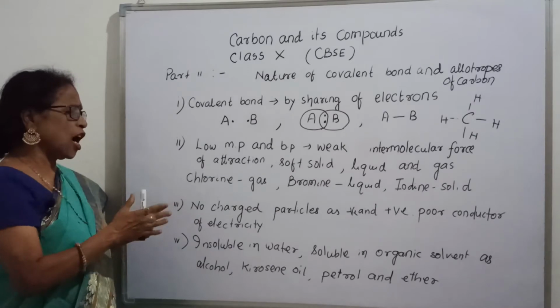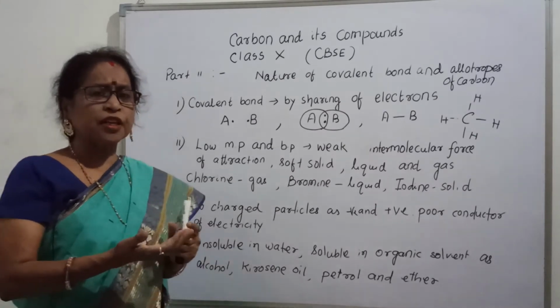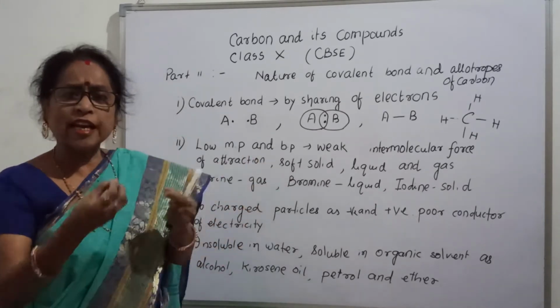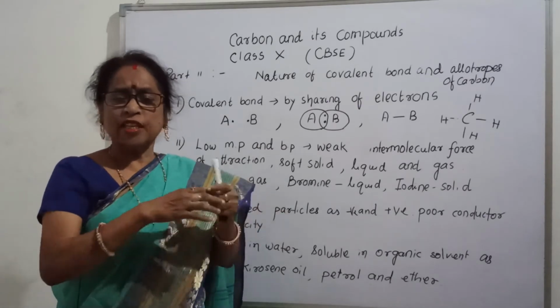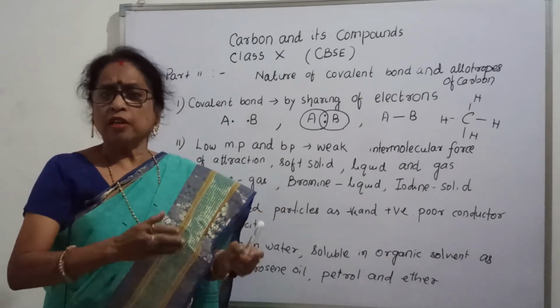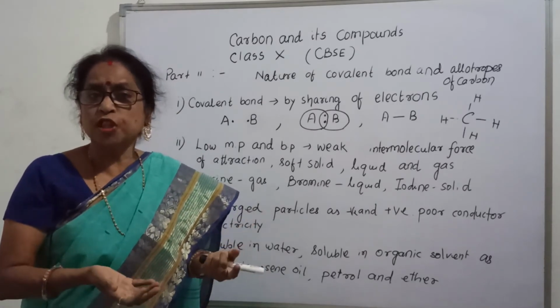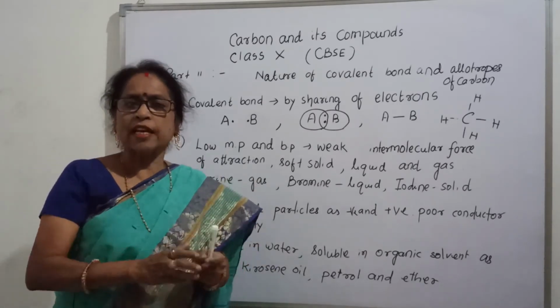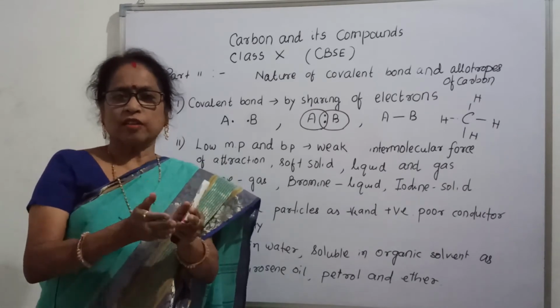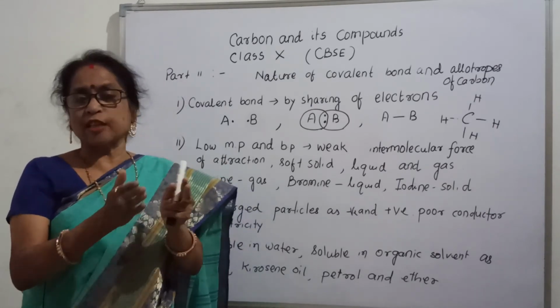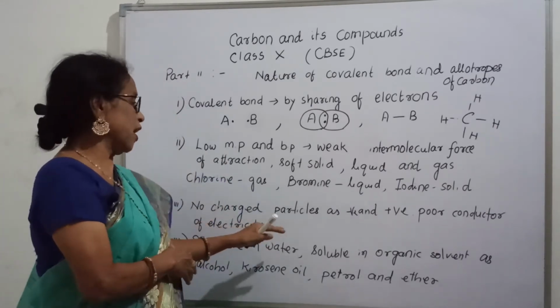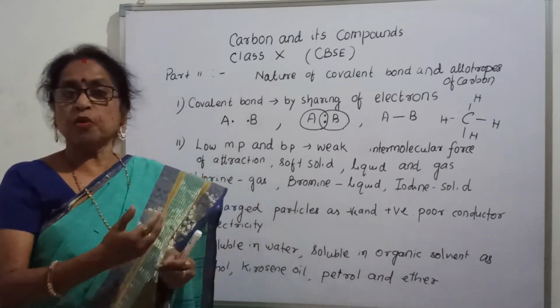Next is no charged particles. Why no charged particles? Because there is no taking and losing of electrons. There is no gain of electrons and no loss of electrons. That is why there is no charge. It is only sharing of electrons that takes place. One electron and another electron are both shared between two atoms. That is why there is no positive charge and no negative charge.